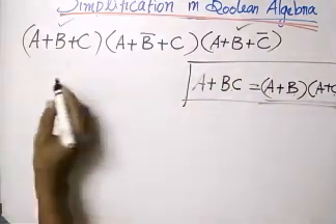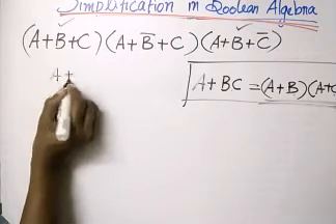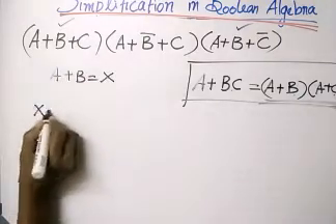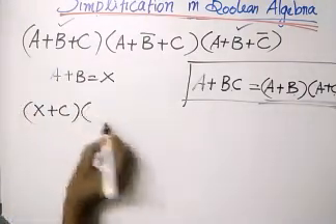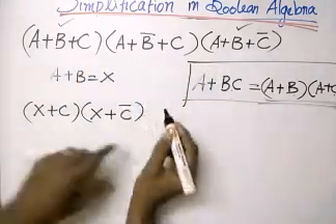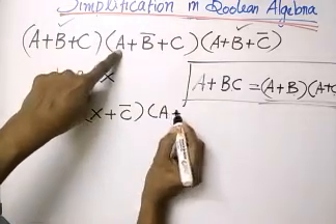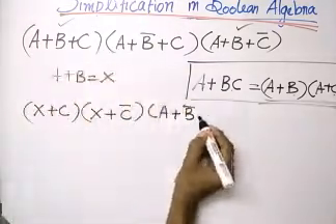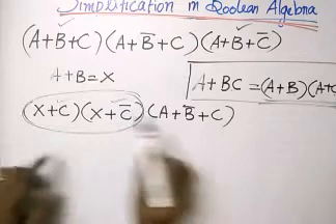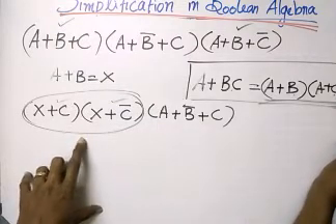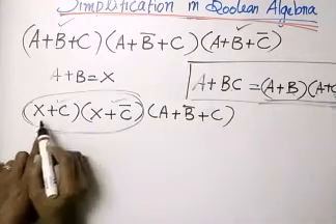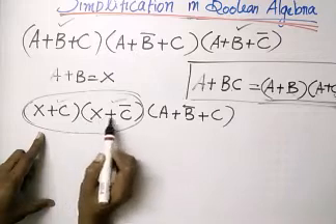For simplicity I am representing A or B as X. Then the expression will be X or C, and this term will be X or C bar, and I am writing the remaining term A or B bar or C as it is. Now compare these two terms to the RHS of the distributive law. Here you can see A or B and A or C, and here X or C and X or C bar.